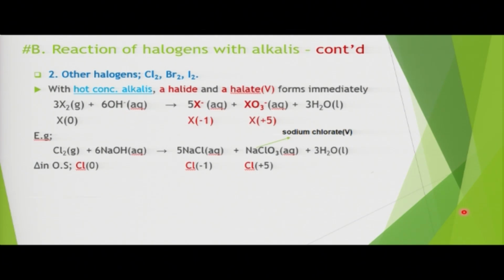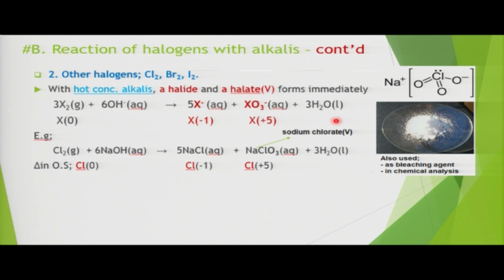The last reaction on this part is when we're having hot and concentrated alkalis. Still using the chlorine, the difference in here is we are forming a halate 5. Halate 5 simply because the chlorine is in the oxidation state of 5. That's why it is called, for instance, chlorate 5, or the halogen is in oxidation state of 5 called halate 5, compared to halate 1, oxidation state of positive 1. So example here is, as I said, sodium chlorate, which is also a bleaching agent.